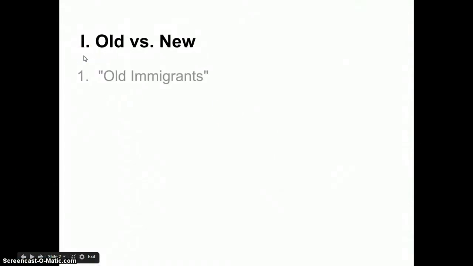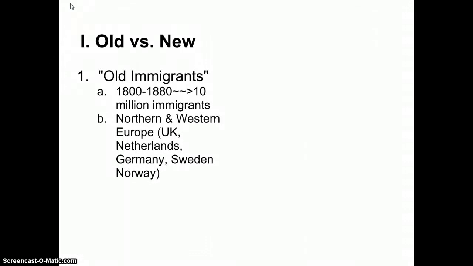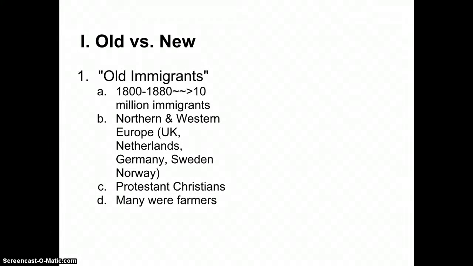All right, old immigrants versus new. Old immigrants came into the United States approximately from 1800 to 1880. So that's 80 years with about 10 million immigrants. These are your typical British, German, Swedish, Norwegian, even some Irish people in that time period, WASPs, white Anglo-Saxon Protestants. Many of them are farmers. That's why, for example, in Iowa we have a lot of Germans and Irish and Swedes and Norwegians. In Wisconsin and Minnesota they have a lot of Norwegians as well.